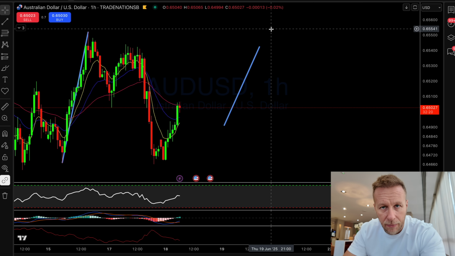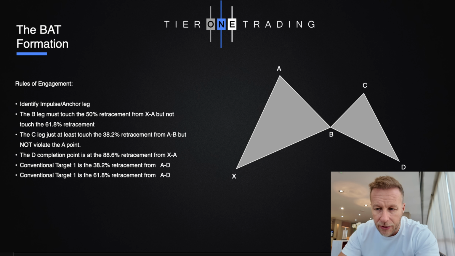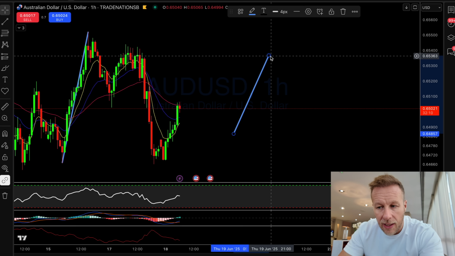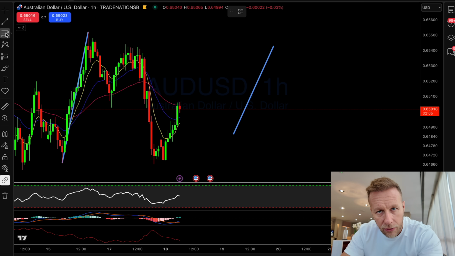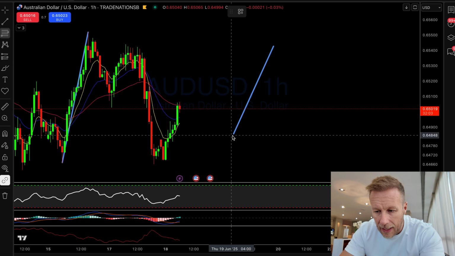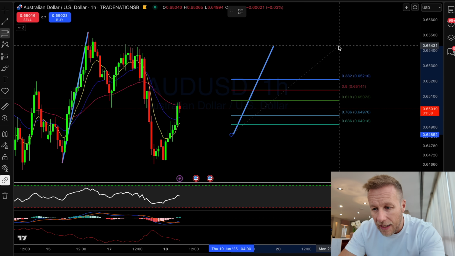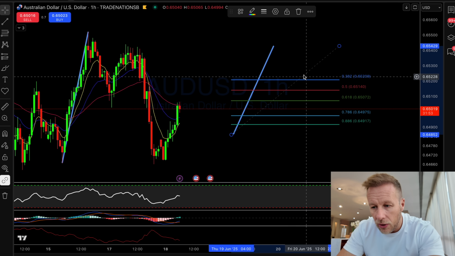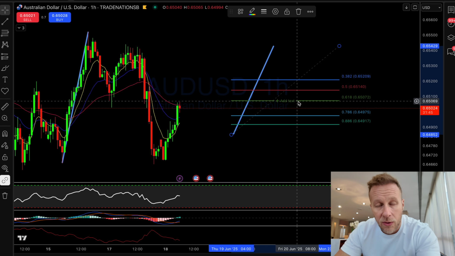Now a particular pattern that I'm going to be going through is commonly known as a bat pattern or a bat formation, and once you've discovered the impulse leg, everything is onward from that. So the next thing you're going to do is bring on your Fibonacci retracement tool, and you're going to go from the X point, which is the starting point in this case, to the A point, which is the top of the impulse move, and you're looking for a minimum test of the 50% retracement, but you cannot hit the 618 retracement.